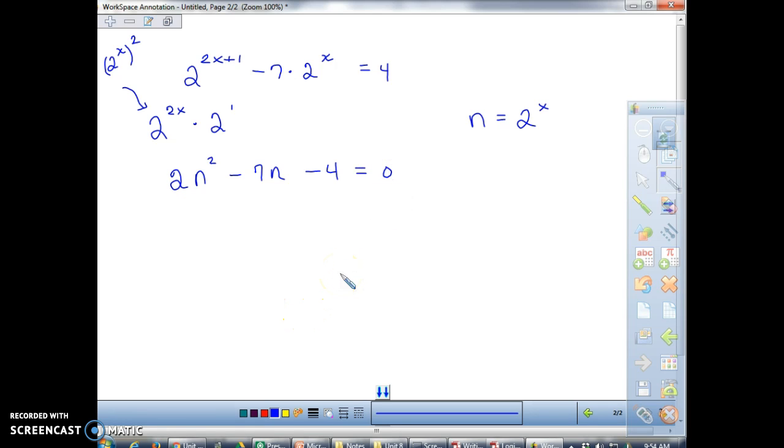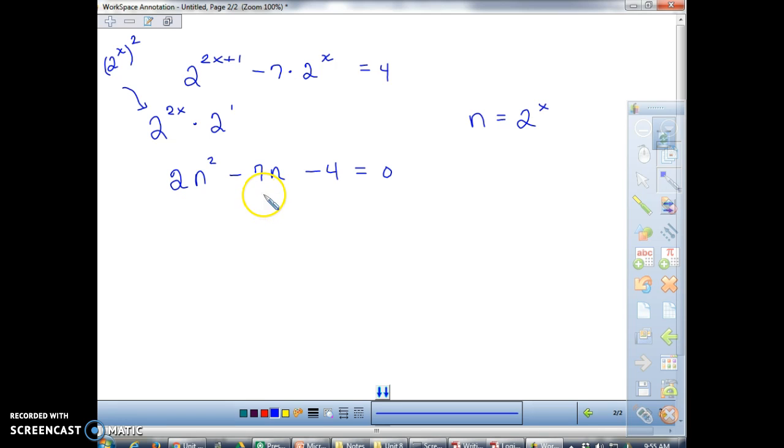So whenever you see something kind of weird like that, for the 2 raised to the 2x plus 1, you know your lead term probably has some sort of coefficient. So you're going to have to figure that out. And like I said, this is a really good way to see what you should be substituting with. Okay?